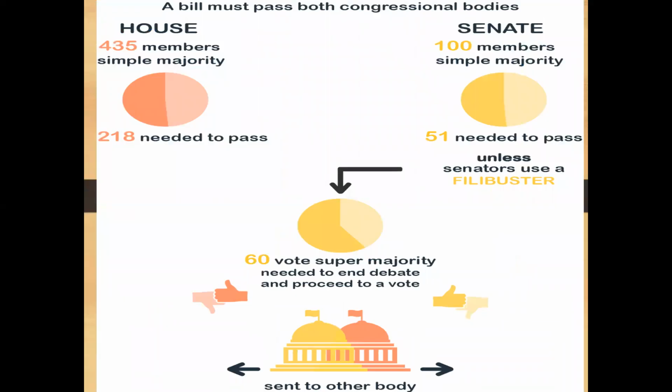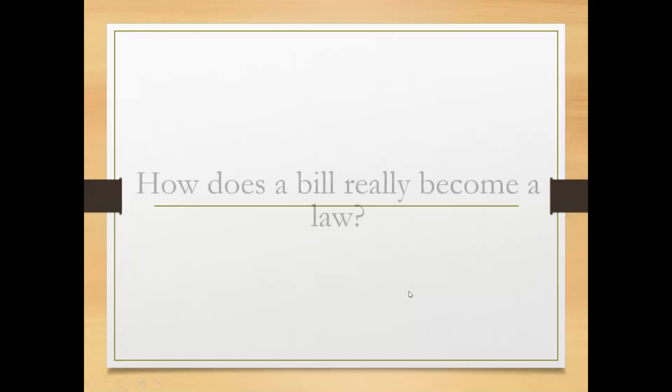Okay, so in order to actually get a bill through the Congress, you need a majority of at least 218 in the House and at least 51 people in the Senate, or 50 plus 1 with the VP. Then it eventually gets sent to the other body. Okay, so we've gone over that.